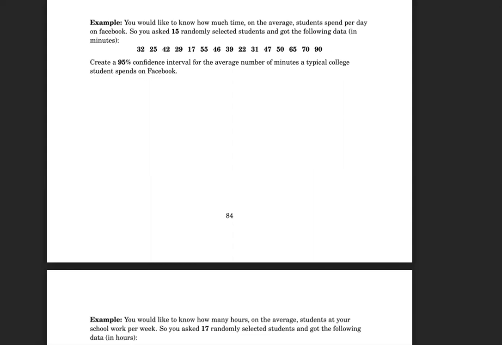Nowadays, Facebook is not being used by college students as much as it used to be many years ago. Now it's more like Instagram and Snapchat or TikTok or whatever. But the bottom line is social media, right?